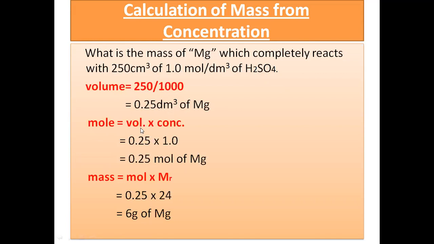Again, mole is equal to volume times concentration. Volume 0.25 multiplied by 1, that is the concentration of sulfuric acid. As I have said, 1 mole of magnesium is equal to 1 mole of sulfuric acid. For this reaction, 1 mole of magnesium is required to react with 1 mole of sulfuric acid, so both have the same quantity, 0.25 moles of magnesium. Now we will change these moles into mass. Mass is equal to mole times Mr or Ar, 0.25 times 25, and we have 6 gram of magnesium.